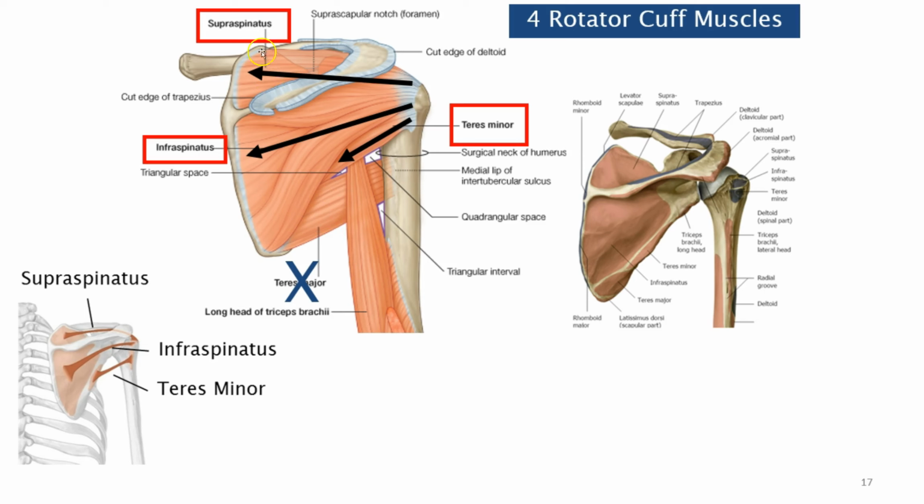So here again we can see the 3 muscles of the rotator cuff from the posterior view: the supraspinatus, the infraspinatus, and the teres minor. Here we can see the supraspinatus muscle originating from the supraspinous fossa, and extending laterally and inserting onto the greater tubercle of the humerus. Now note, en route, it courses underneath the acromion process and anteriorly the coracoacromial ligament.